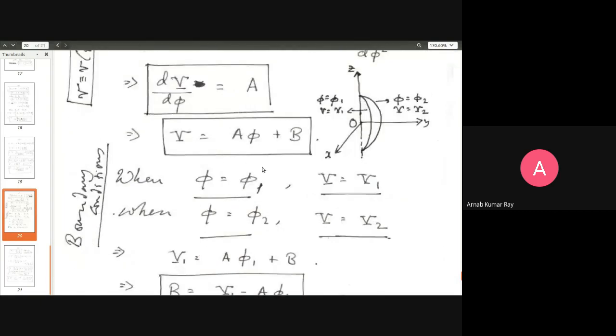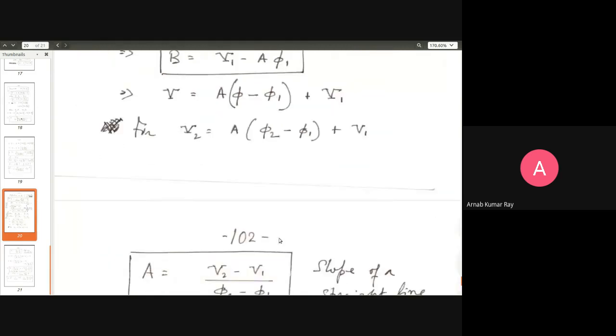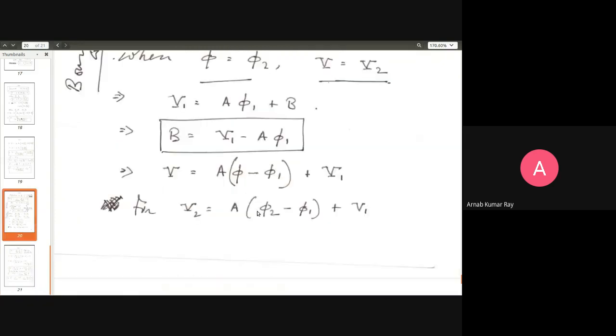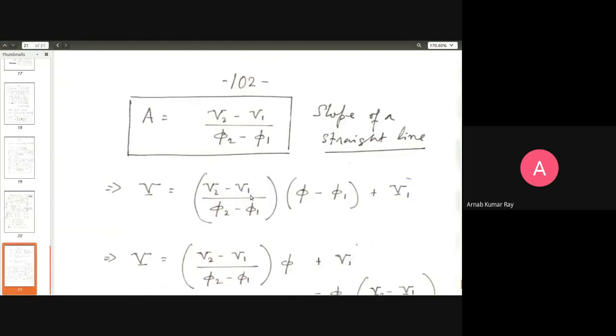You notice that you are to solve the equation of a straight line. If you're given two coordinates, x1, y1, x2, y2, what is the slope? Simple thing, y2 minus y1 by x2 minus x1. That is exactly the thing that we have got over here, except that we are writing V2 minus V1 by phi 2 minus phi 1. That's the slope of a straight line, and thereafter it's a fairly simple task. V is equal to a times phi minus phi 1 plus V1, everything in terms of the boundary conditions.